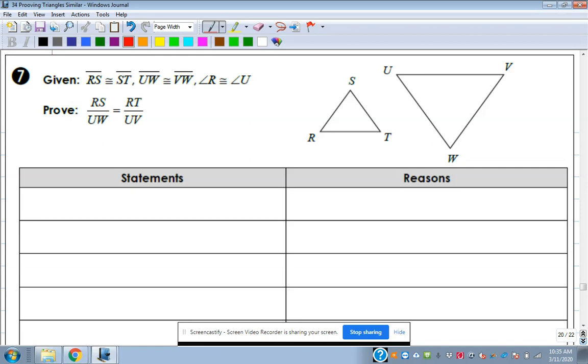They give us that RS is congruent to ST, and UW is congruent to VW, and angle R is congruent to angle U. All right, so let's get some stuff here. My first one, I'm just gonna do the segment parts. RS is congruent to ST, and UW is congruent to VW.